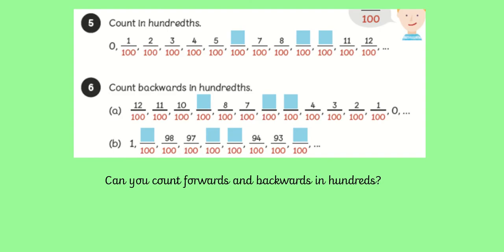Okay, let's go on to our guided practice. Oh, no, not guided practice yet. We're going to count up in hundredths. There's lots to do on this lesson. We're going to count up in hundredths, okay? So let's do this again together. 1/100th, 2/100ths, 3/100ths, 4/100ths, 5/100ths. What's in this box? It's going to be 6/100ths, 7/100ths, 8/100ths, 9/100ths, 10/100ths, 11/100ths, 12/100ths. I want you to count backwards in hundredths here and work out what the missing numbers are going to be.